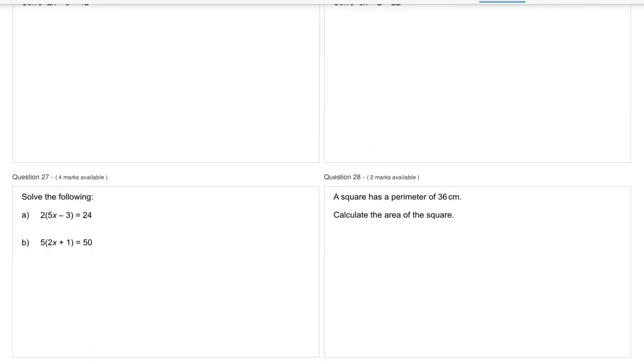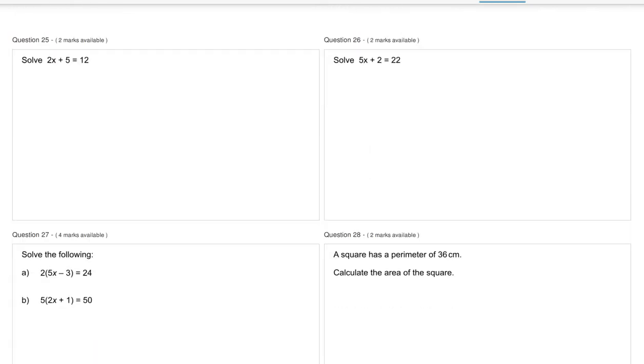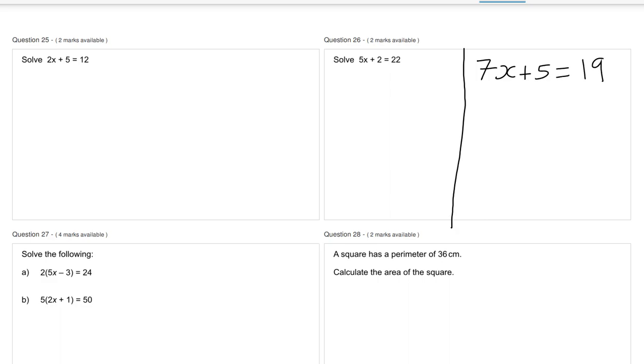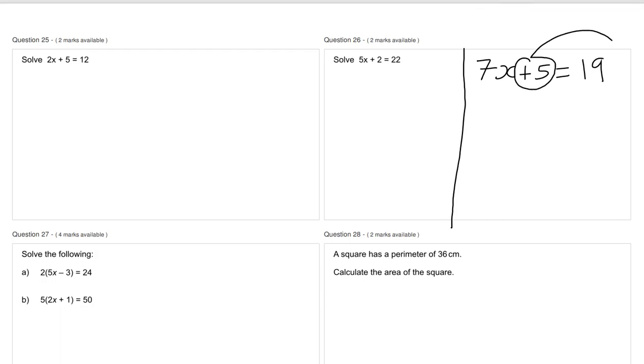So now let's look at 26. 26 is solving the equation. What I'm going to do is imagine a similar one. Let's say I've got 7x plus 5 equals 19. To solve this equation, firstly, I need to take the plus 5 over to the right, which will make it a minus 5. So I get 7x equals 19 take away 5, which is 14.